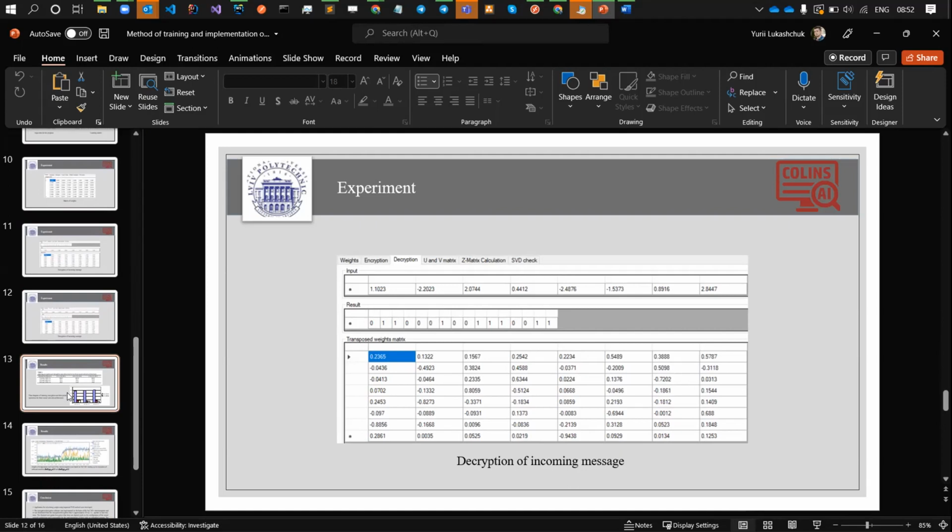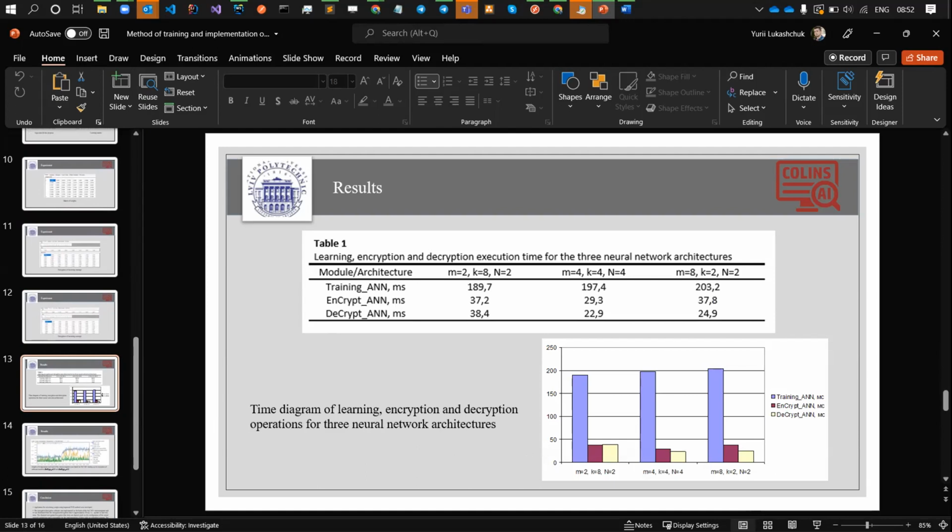To implement the task of encryption-decryption, a software package has been developed, which includes software modules: a neural network encryptor, a neural network decoder, and their configuration module. Software implementation of these modules is carried out in the high-level C language, which is due to the need to ensure compatibility of implementation on different hardware platforms.